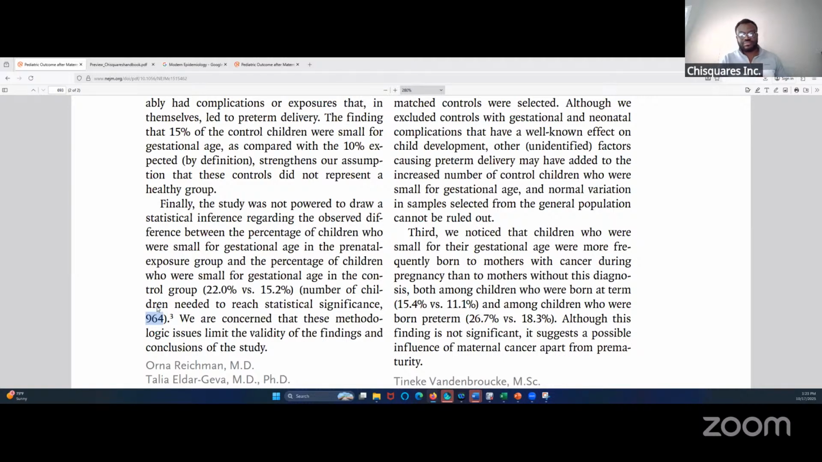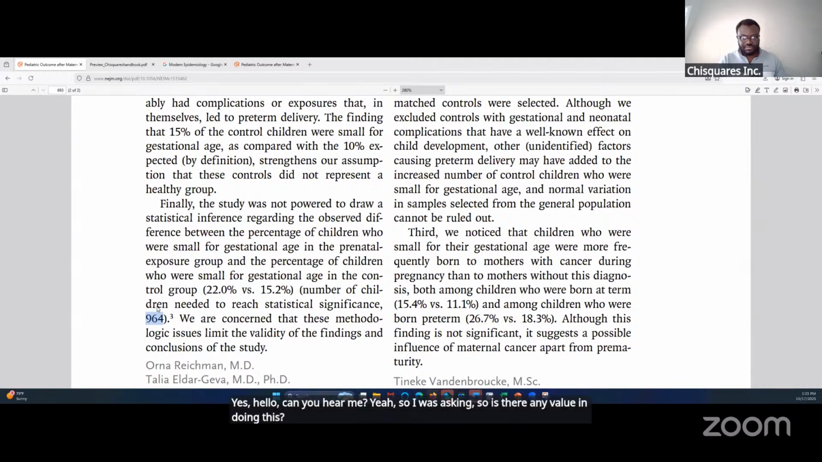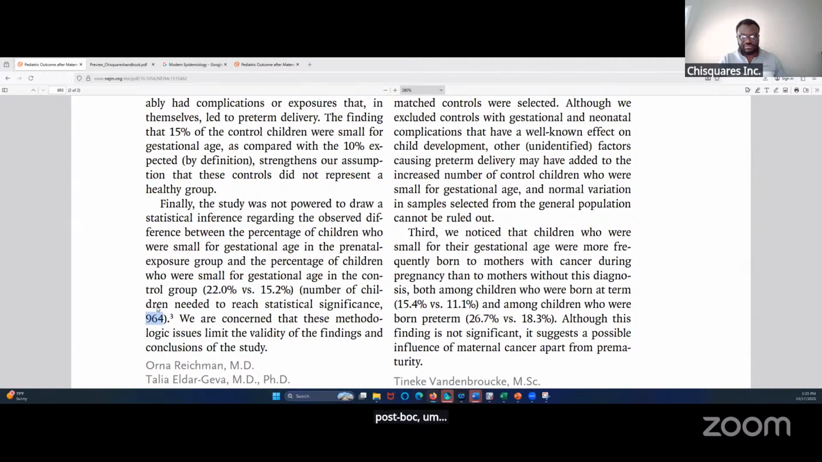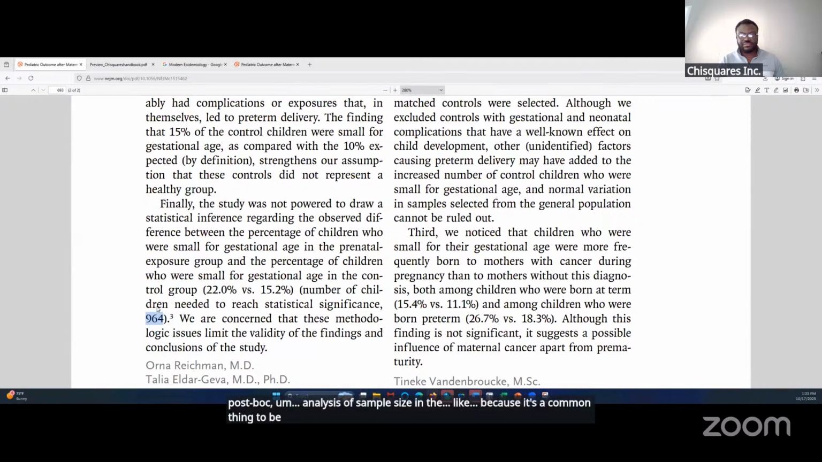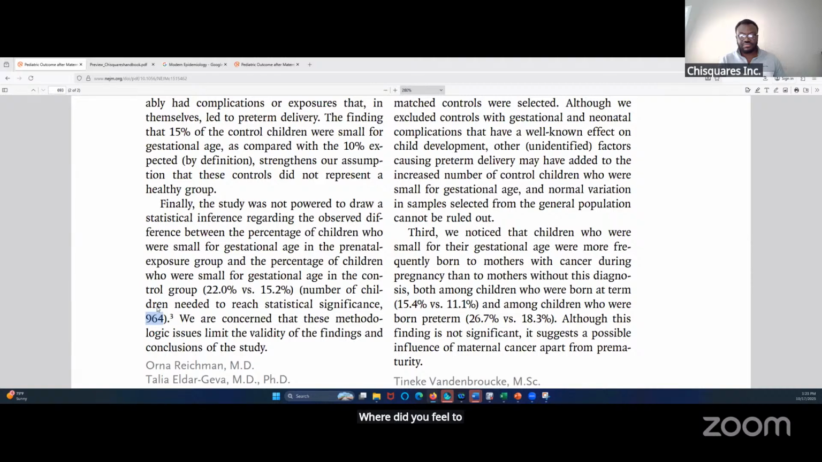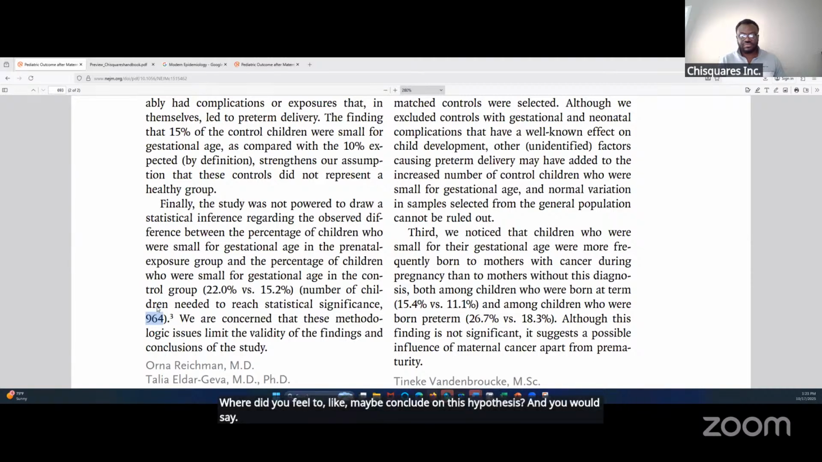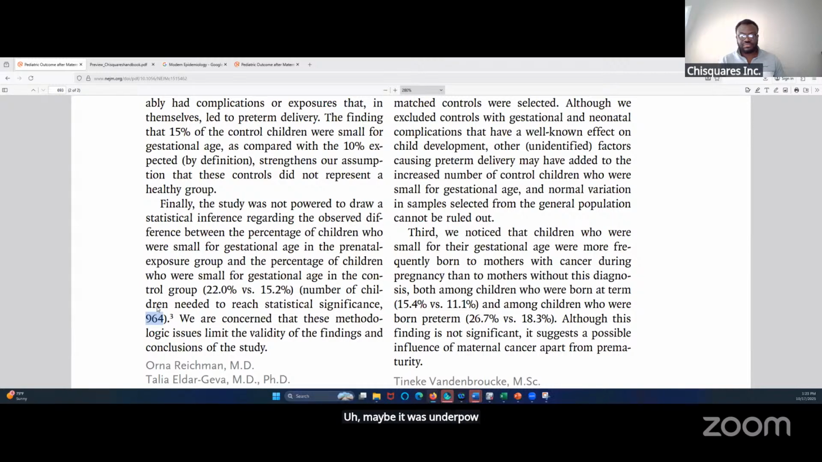Yes, hello, can you hear me? Yes, we can hear you very well. Is there any value in doing this post hoc analysis of sample size? Because it's a common thing to be asked during defense, like, why did you fail to conclude on this hypothesis? And you would say maybe it was underpowered, and this is the approach we would use. So is there any value in that?